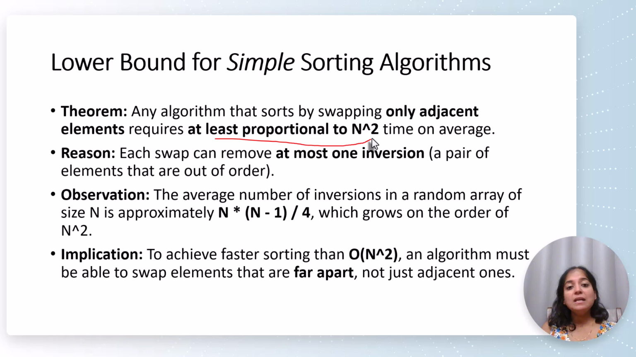Because in every swap, we are removing at least one inversion, right? An observation says that the average number of inversions in a random array of size n is approximately n times n minus 1 divided by 4, which grows on the order of n square. So to achieve faster sorting than big O of n square, which is not a good time, an algorithm must be able to swap elements which are far apart, not the adjacent ones.